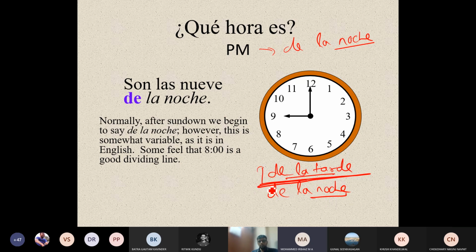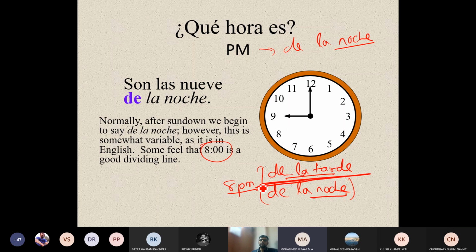If you consider the Indian context, what we can think of is that 8 p.m. can be a good dividing line. That is what it says here as well: from 8 p.m. onwards, you can start using de la noche. Because in India, it is basically considered to be night time, not evening. It's very rare to say it is evening onwards. So 8 p.m. can be a good dividing line.